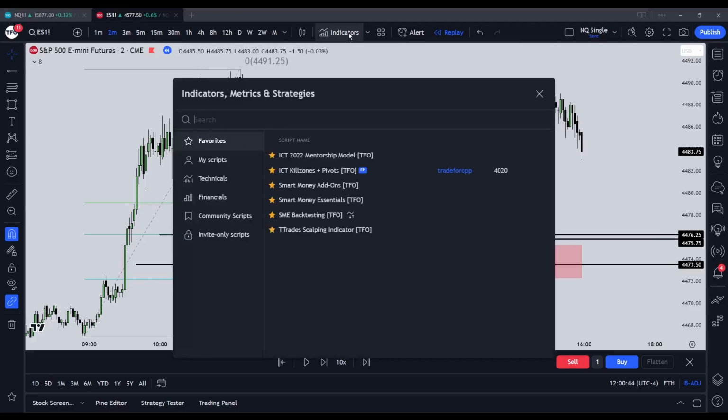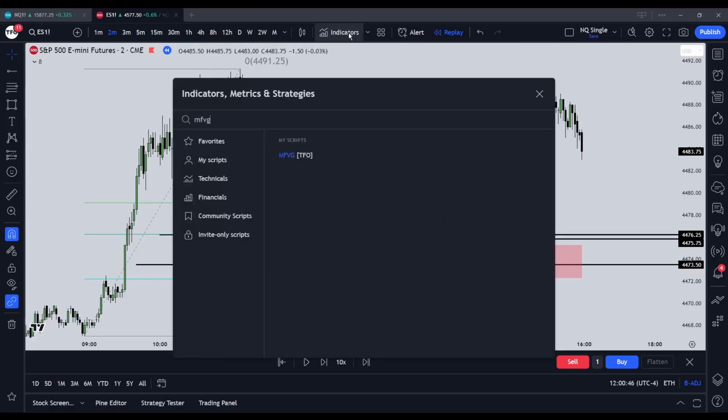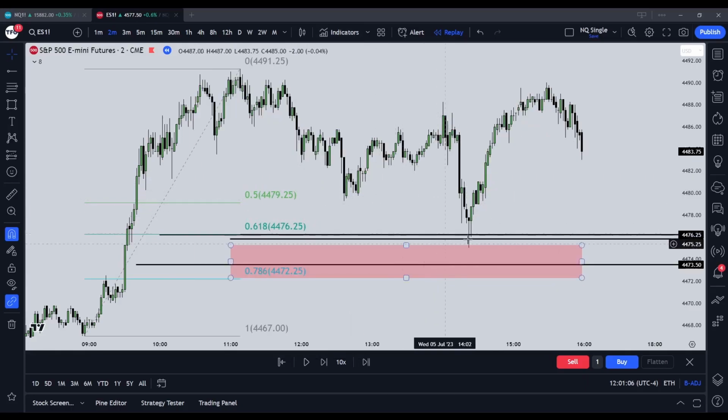You can get this indicator by going to indicators and typing in MFVG, and it should be the only one here, Multi-Timeframe FVG by Trade for Op. You can just add that to your charts, select what timeframes you want to use, and you should be good to go. But anyway, I hope this was helpful.